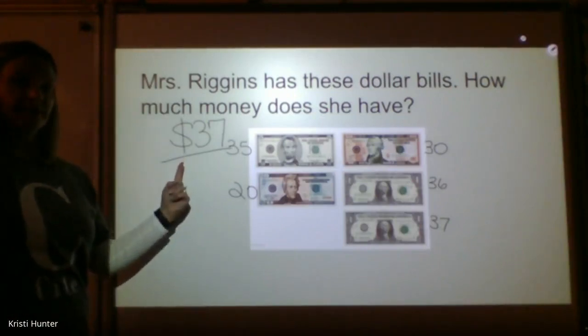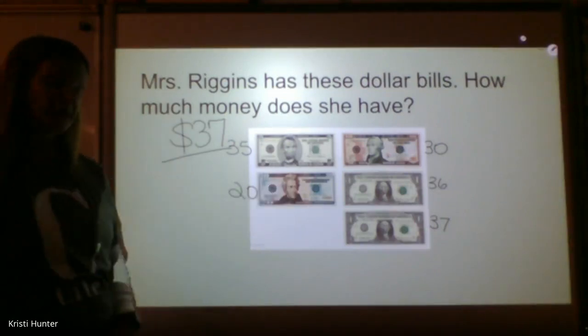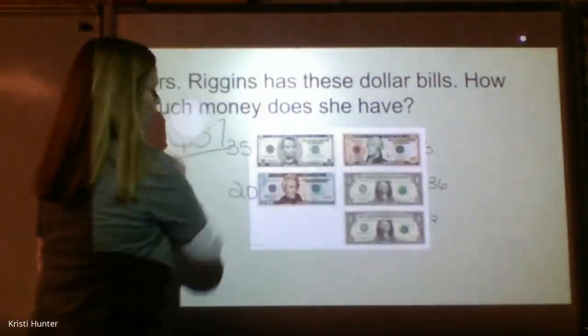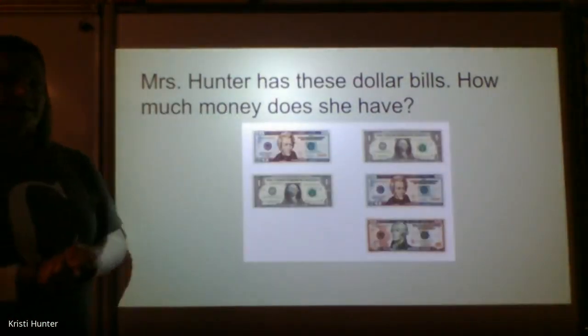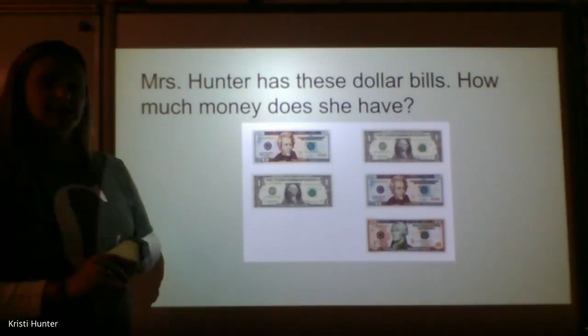Again, make sure you get that dollar sign on there so we know you counted a collection of bills, not coins. Two very different answers. All right. One more like this. Mrs. Hunter has these dollar bills. How much money does she have?